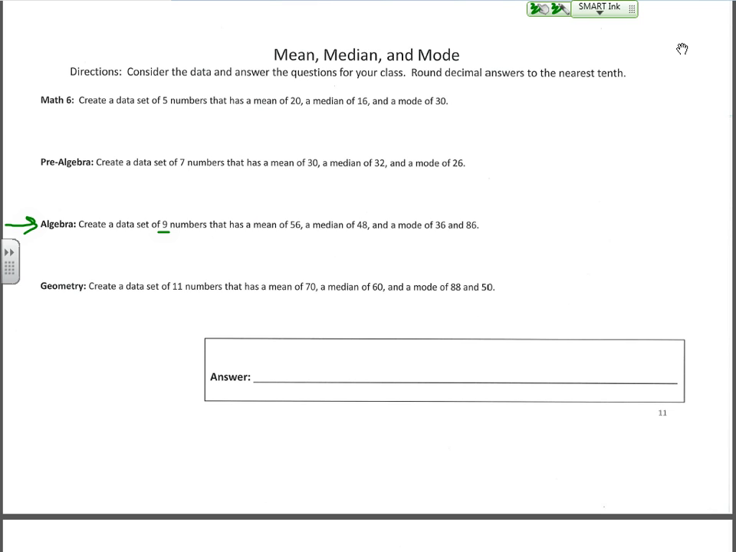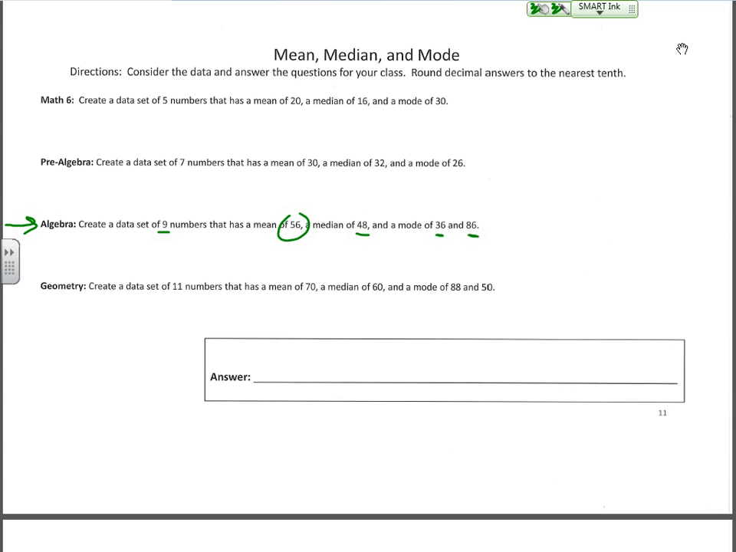So if we recall what mean, median, and mode are, mode is the number that shows up most often here. So your data set has to have at least 2 36s and at least 2 86s, right? Because they both have to show up the same number of times and the most. So there's 4 of your 9 numbers already. A median of 48 means that 48 has to be there too, in the middle. So there's 5.